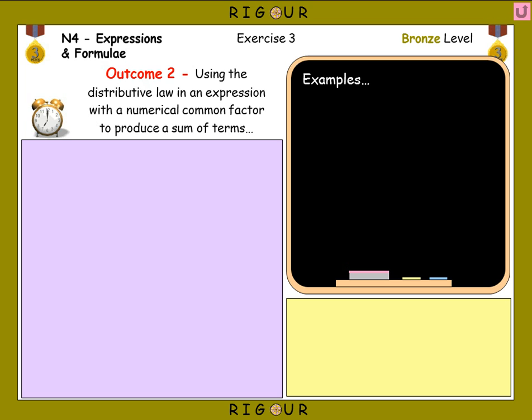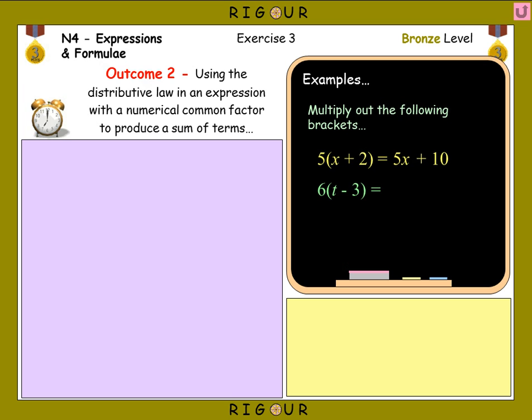Using the distributive law in an expression with a numerical common factor to produce a sum of terms, or its simpler title, multiplying out brackets. So our first example is 5 bracket x plus 2. So what we have to do is multiply each term inside the bracket by 5. So we have 5 times x, which gives us 5x, and we have 5 times 2, that gives us plus 10. Our second example, 6 bracket t minus 3. So we have 6 times t, which is 6t, and this time 6 times negative 3, which is going to give us minus 18.